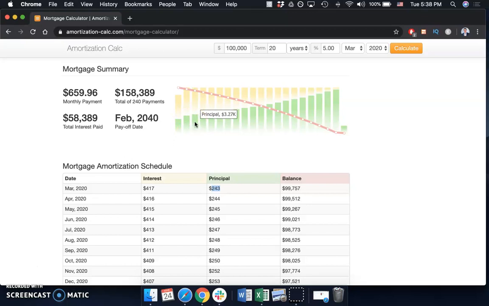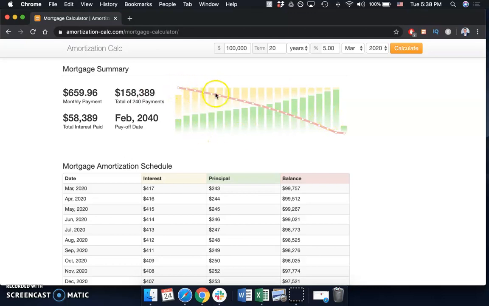But the next year, our principal amount is going to go up. We're going to pay $3.2 thousand off. Then we're going to pay 3.4. Then we're going to pay 3.6. Then we're going to pay 3.8. So as you can see, over time, even though we're paying the same amount of money, each year we're paying $659 a month for 12 months. Even though we're paying the same amount of money, we're going to pay less and less interest over time, and we're going to pay more and more principal over time.